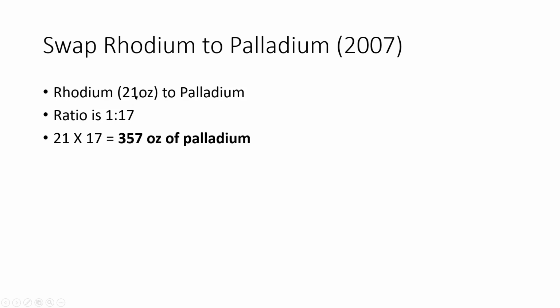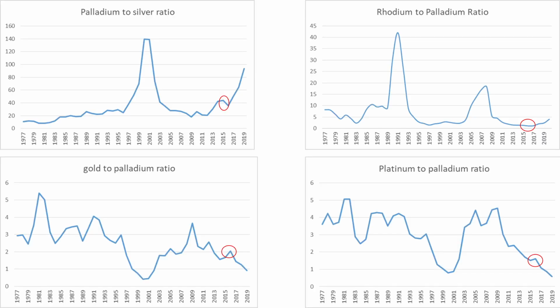So we've got 21 ounces. 21 times 17 is 357 ounces of palladium. That's what we own in 2007, 357 ounces of palladium. So then we continue to look and monitor to see when this will get expensive, palladium.